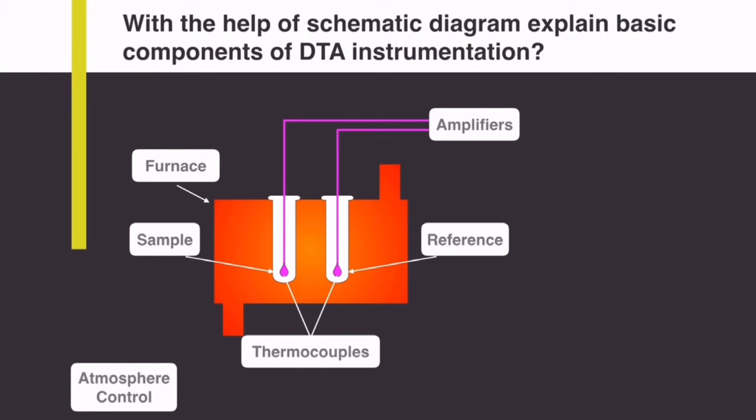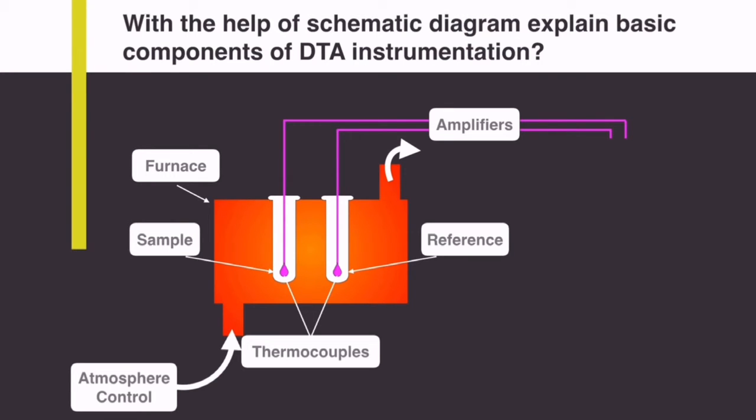And also the atmosphere control. The heating of sample and reference is done in the presence of inert atmosphere. In other cases, the reference or sample may react with the gases of the atmosphere. Finally, there is a recorder. Very sensitive recorders are used. It may be photographic light beam galvanometer or electronic potentiometer.